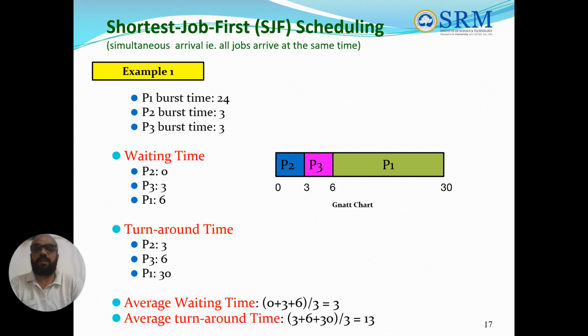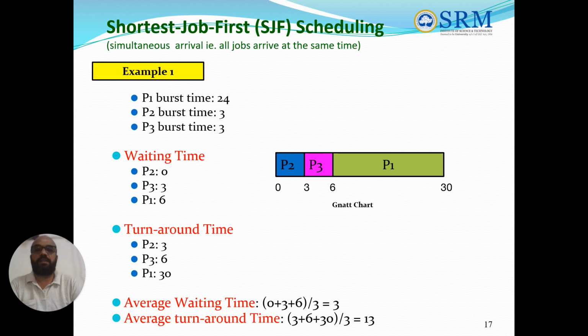In the first example on the FCFS, the order of execution was P1, P2, P3. Later, we updated it to P2, P3, and then P1, and we got a comparatively better result when compared with FCFS. In this case, with the same order P2, P3, P1, and all the jobs arriving at the same time, the waiting time of P2 is 0, P3 is 3, and P1 is 6. The completion time of each process is P1 is 30, P2 is 3, and P3 is 6.